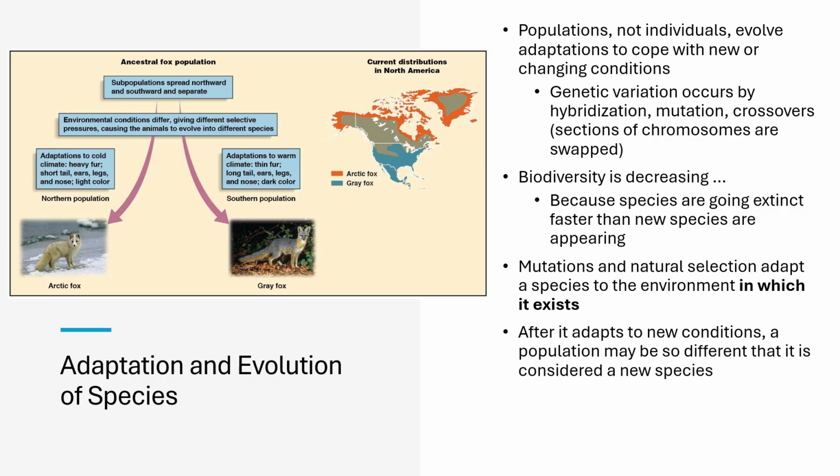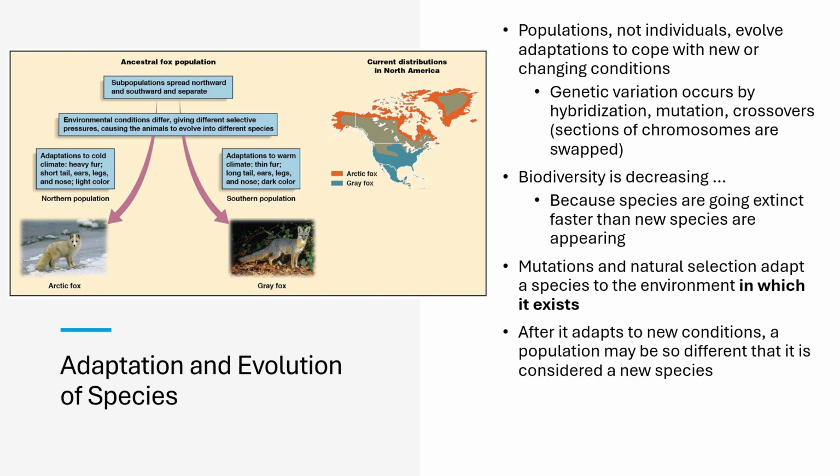If a particular population, through natural selection, can adapt to a changing environment, then it will exist, it will survive, it will be maintained. If the population cannot adapt or cannot adapt fast enough, that population will go extinct. And today, once again, we know that biodiversity is decreasing. We know that species or groups of organisms are going extinct faster than new species are appearing.